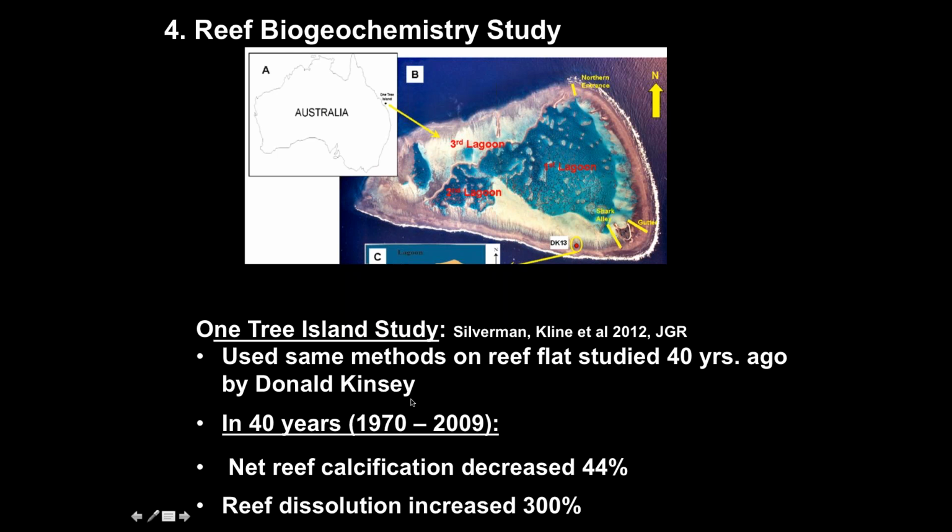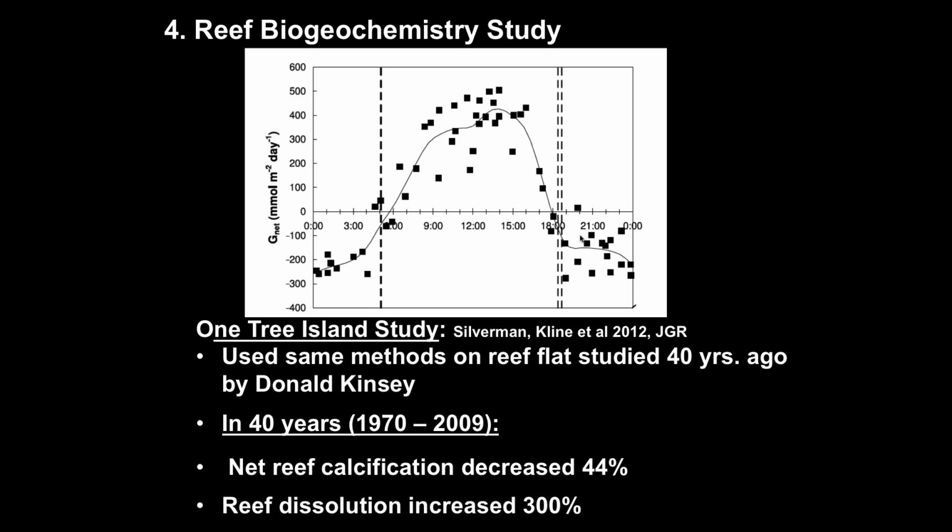Donald Kinsey, who's one of the godfathers of reef biogeochemistry, actually did his PhD and a lot of his early work there. And we actually chose several of Donald's sites that he studied 40 years ago and took net reef calcification measurements for the entire reef in the early 1970s. And we repeated those same measurements at the same sites, and what we found is over 40 years that the net reef calcification decreased 44%, and most interestingly, the reef dissolution at night increased 300%.